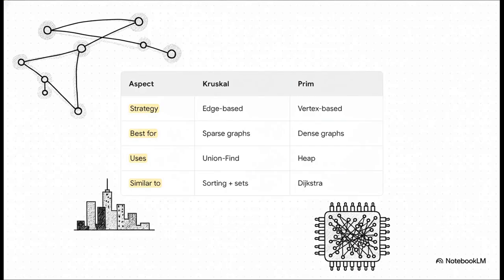Well, the choice really comes down to the graph's density. Kruskal's, which starts by sorting all the edges, is perfect for sparse graphs. Think connecting a few cities with only a handful of roads between them. But Prim's, which grows outward from a single point, is much faster on dense graphs, where everything is highly interconnected, like the circuits on a computer chip. So different tools, different strategies, but they both arrive at that same perfectly optimized structure.